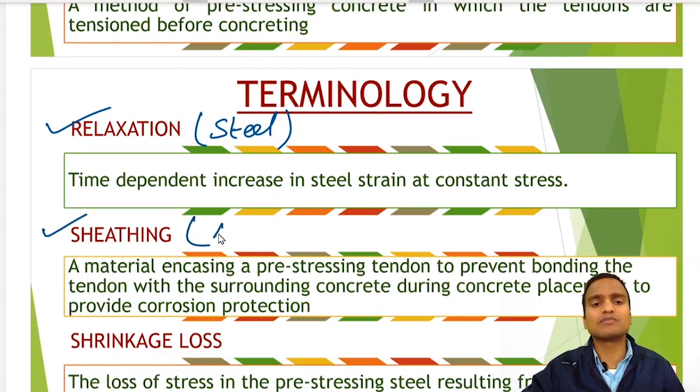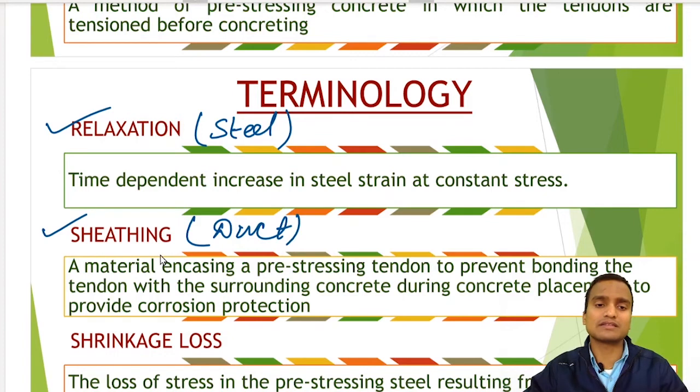Sheathing is another name, you can call it sometimes a duct also, but sheathing is generally used when we are referring to protection of tendons. Why we want to protect the tendons? Because tendons are of steel, so steel gets corroded when it comes in contact with water. So sheathing is a material which encases a pre-stressing tendon, जो कि स्टील बार से बनता है, to prevent bonding the tendon with the surrounding concrete.